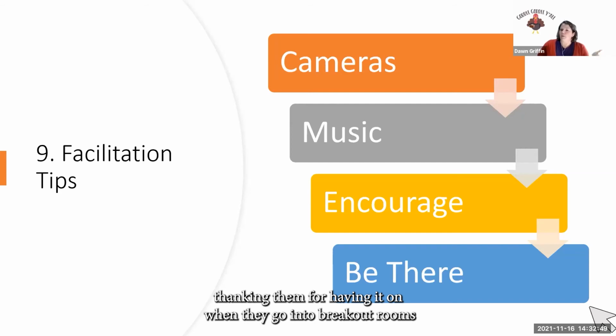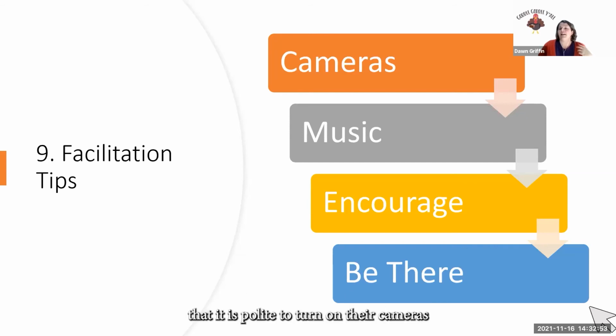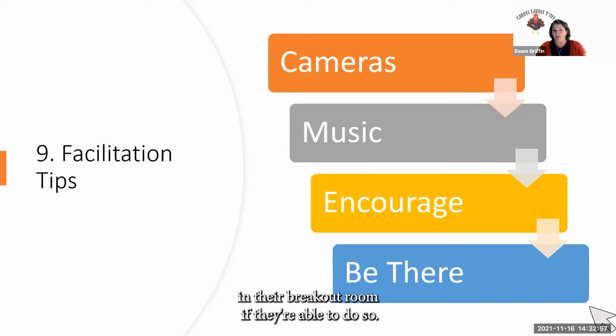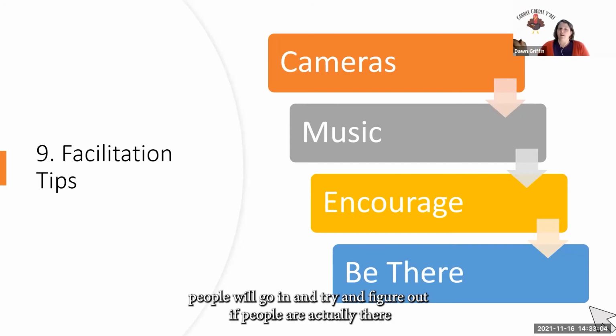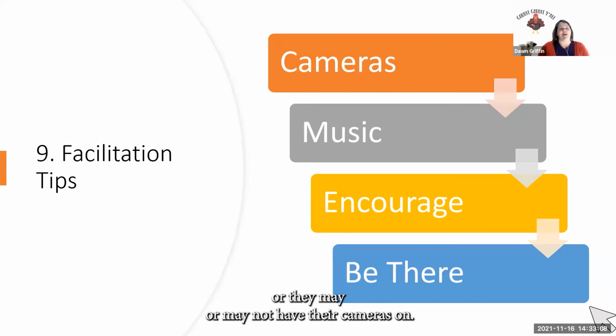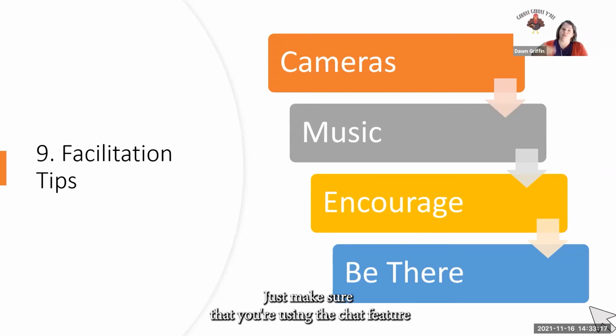When they go into breakout rooms and you're explaining the instructions, just remind them that it is polite to turn on their cameras in their breakout room if they are able to do so. I know a lot of times in breakout rooms, people will go in and try to figure out if people are actually there, because they may or may not be chatting or have their cameras on. So just letting them know, hey, it's polite to turn your camera on. If you can't turn it on, just make sure that you're using the chat feature, that you're communicating.